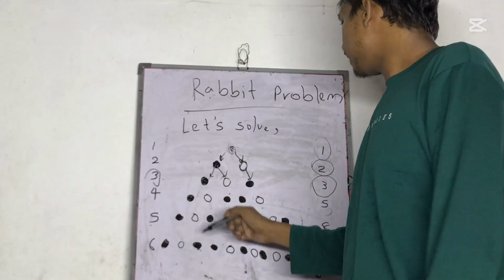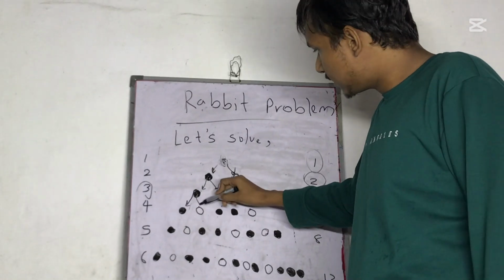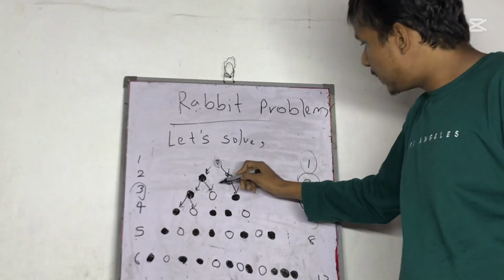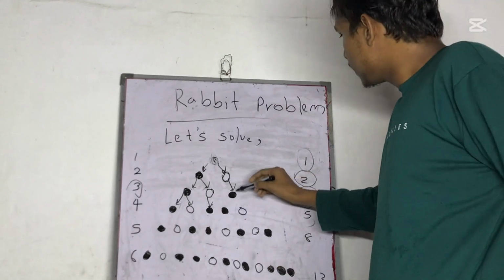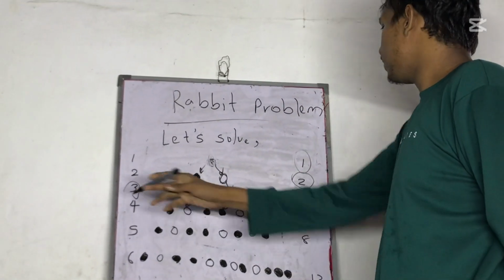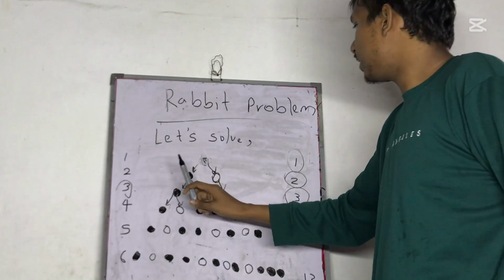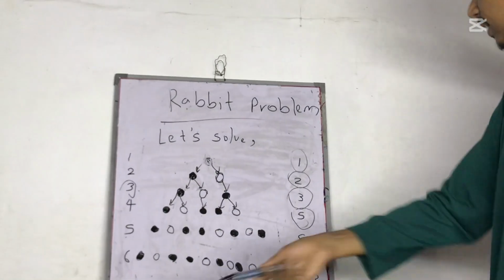In the fourth month we have this adult pair and their babies. This baby pair is now mature. So we have this adult pair here and their babies here. So in the fourth month we have 1, 2, 3, 4, 5, all 5 pairs.